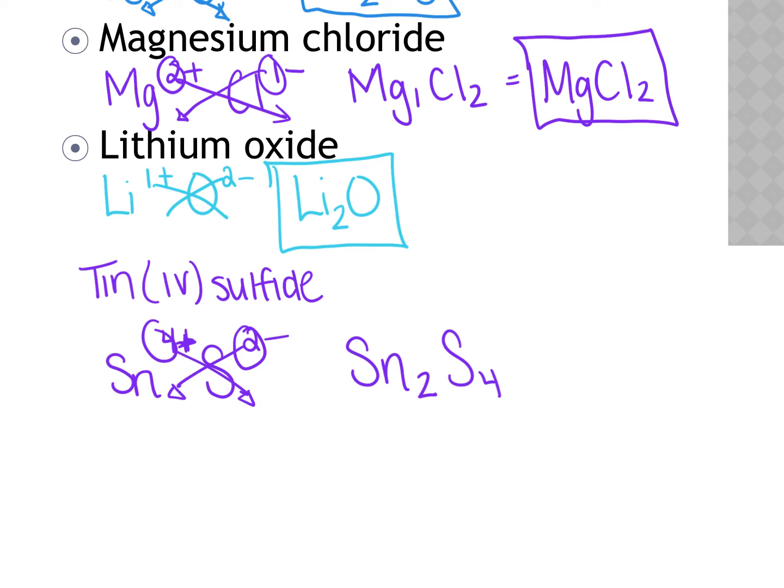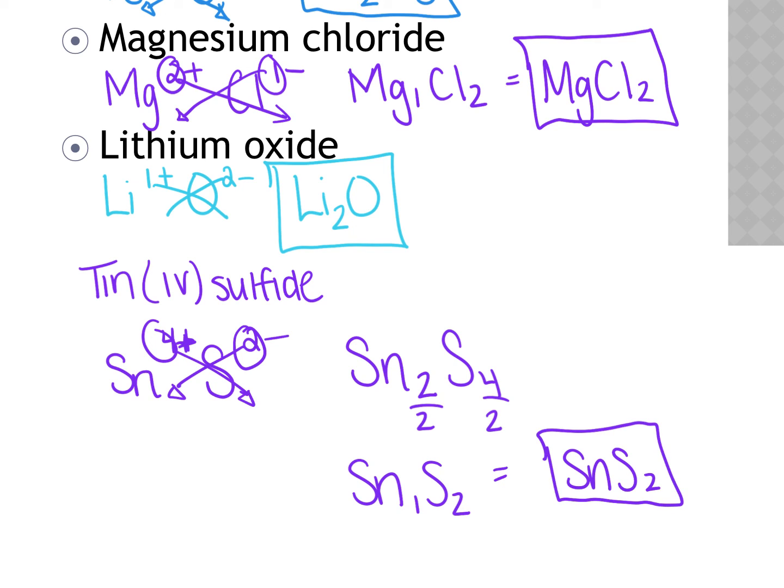This one has a new step. My subscripts are 2 and 4. Is there a lowest common denominator between those two numbers? If you can reduce your subscripts, you have to reduce your subscripts. So what can you reduce this to? The lowest common denominator is 2. So you can reduce it to Sn1S2. Do we write the 1? The correct answer for this one is SnS2. If your subscripts can reduce, do you have to reduce them? Yes.